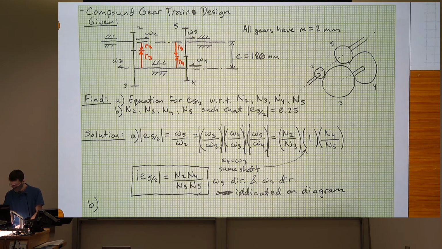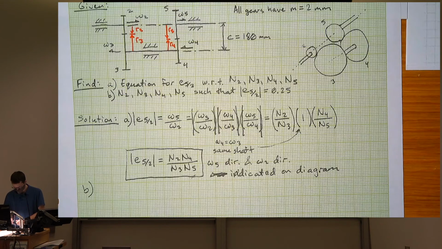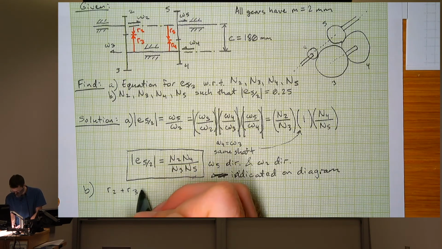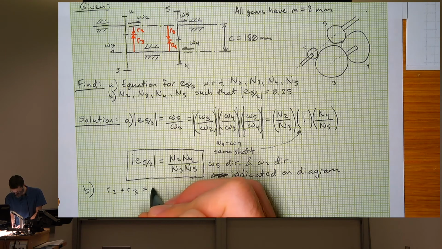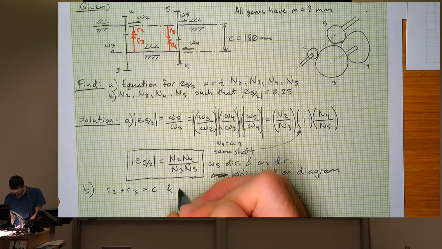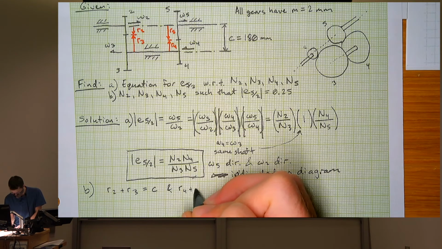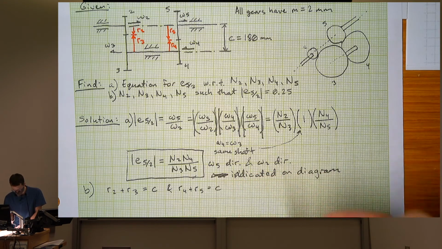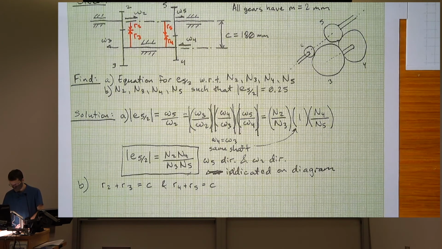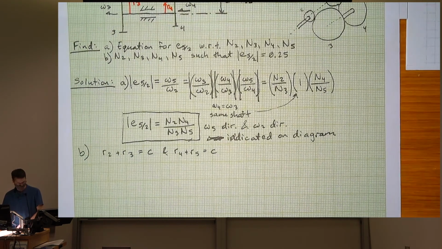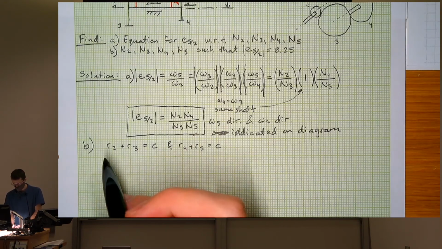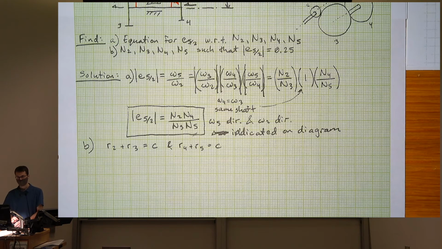So as a result, we can say that R2 plus R3 is equal to C. And also, R4 plus R5 is also equal to C. So this is a crucial constraint for our compound gear train design. Whatever selection of gears we come up with, we need to make sure that the radii give us C.